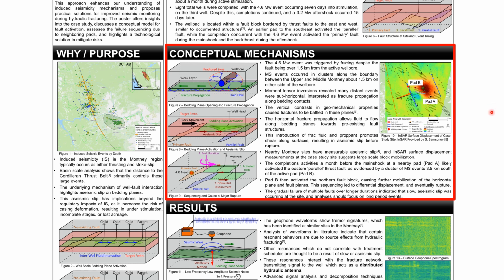Pad B was then able to activate this northern thrust fault block, causing further mobilization of the horizontal plane and fault planes. This sequencing led to a differential displacement and eventual rupture of the 4.6 magnitude event on that primary fault. The gradual failure of these multiple faults over longer durations indicated that slow aseismic slip was occurring at the site, and that analysis should focus on longer period events.